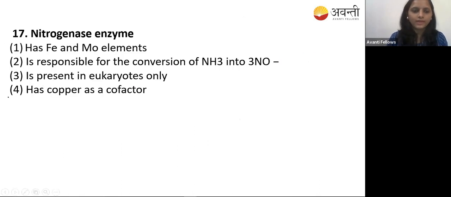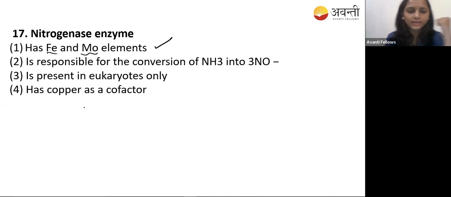Okay, fine. So let us go to the 17th question. So the nitrogenase enzyme. This is from the mineral nutrition chapter. The question says the nitrogenase enzyme has Fe and Mo elements. And in statement 1, they are telling that yes, the nitrogenase has the Fe and Mo elements. That is the correct statement.